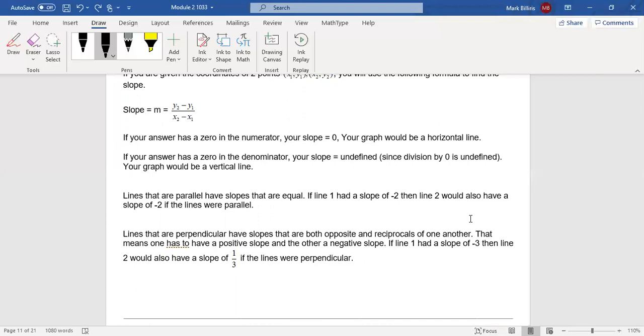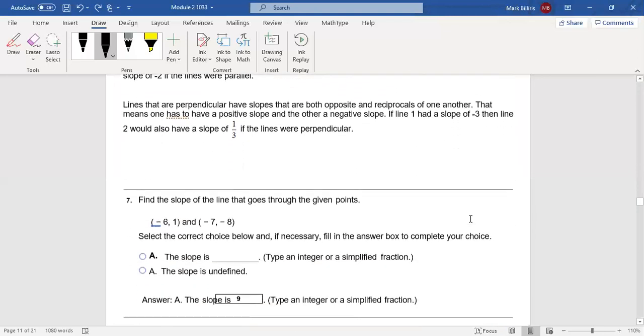Lines that are perpendicular have slopes that are both opposite and reciprocals of one another. That means if line 1 had a slope of -3, then line 2 would have a slope of positive 1/3. Notice the first one had a negative slope, so the second would have a positive slope. And the reciprocal of 3 is 1/3. We'll talk more about these in the following examples.